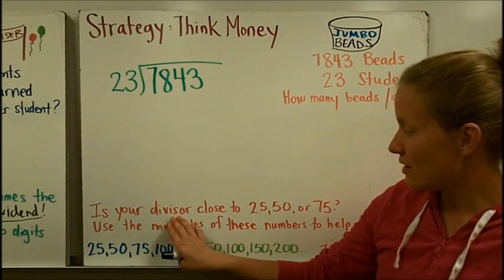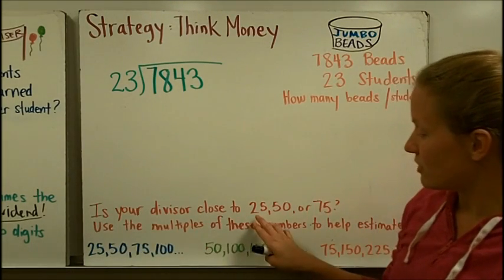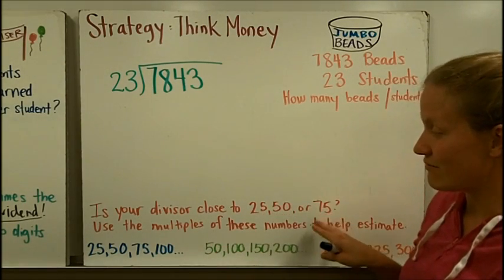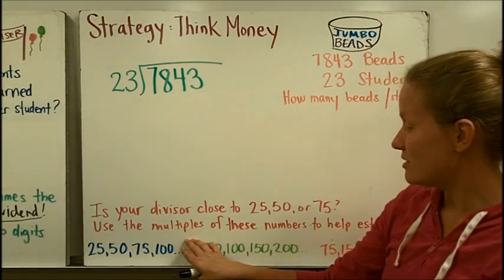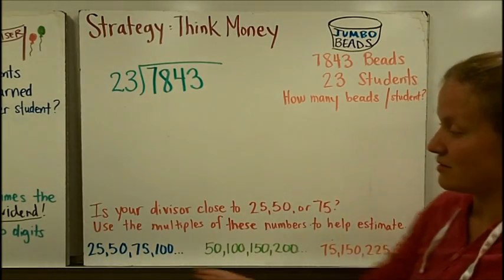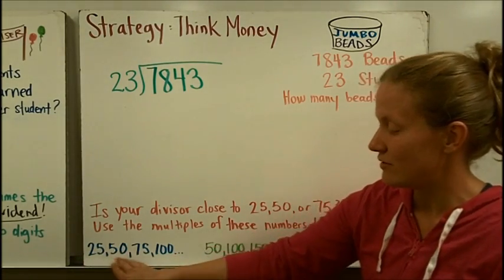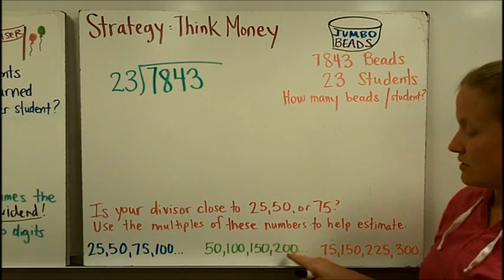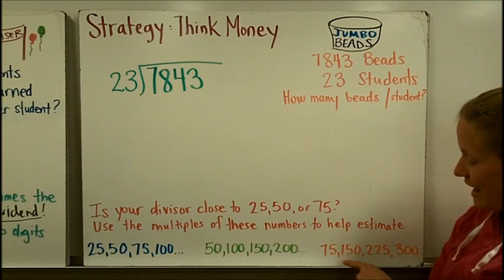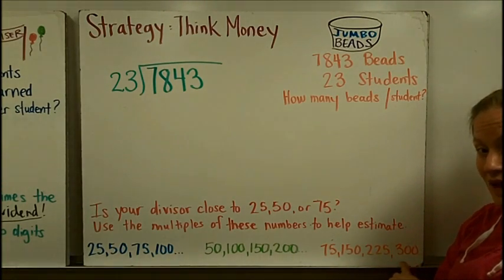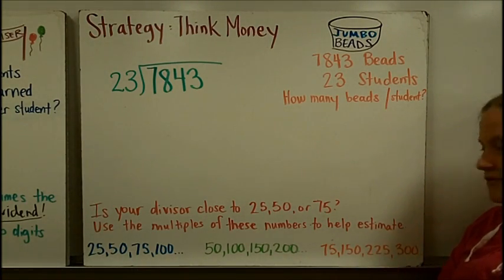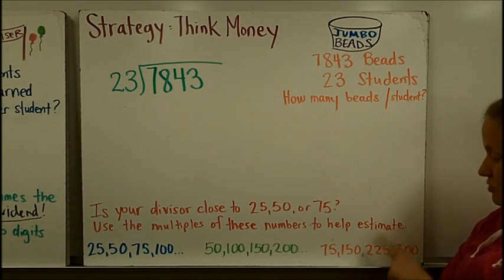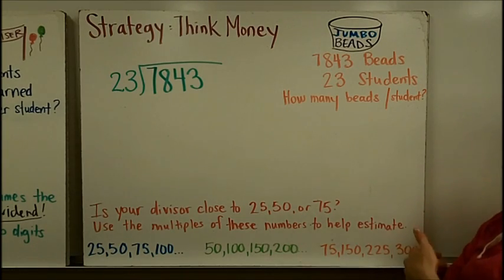Is your divisor close to the amounts of money that we know with quarters, 25, 50, or 75? If it is, then you can use the multiples of these numbers to help you estimate. And I've written them here, 25, 50, 75, and 100, and so on. 50, 100, 150, 200. And then one that you may not have memorized, but it's really helpful to have memorized, the multiples of 75, to begin thinking about those routinely. 75, 150, 225, 300, and so on.